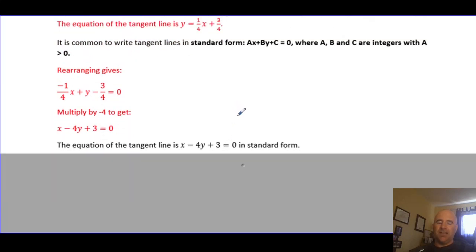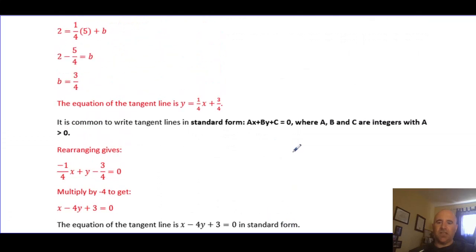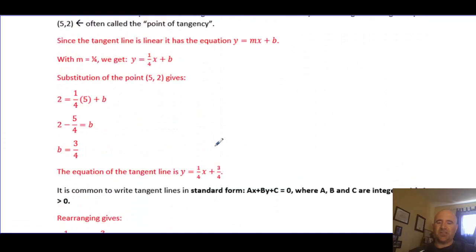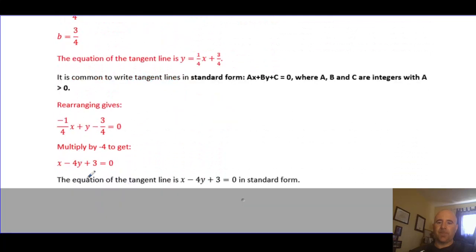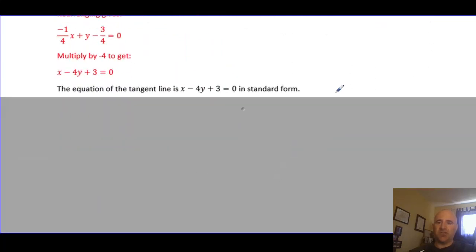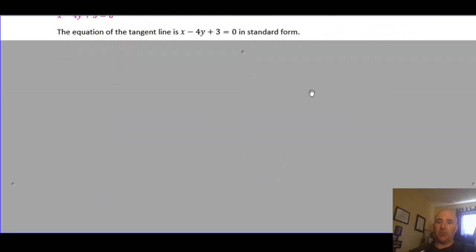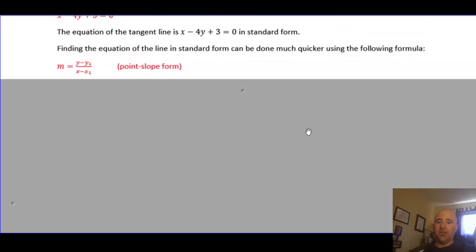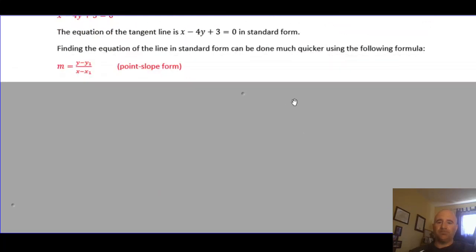Now, in calculus, we find equations of tangents quite a lot. And you notice that this is a lot of calculations here. So there is a shortcut to doing that. And this is something you might have learned. I certainly teach this in grade 10. I don't know how well you remember it or not. And that's using the point slope form.